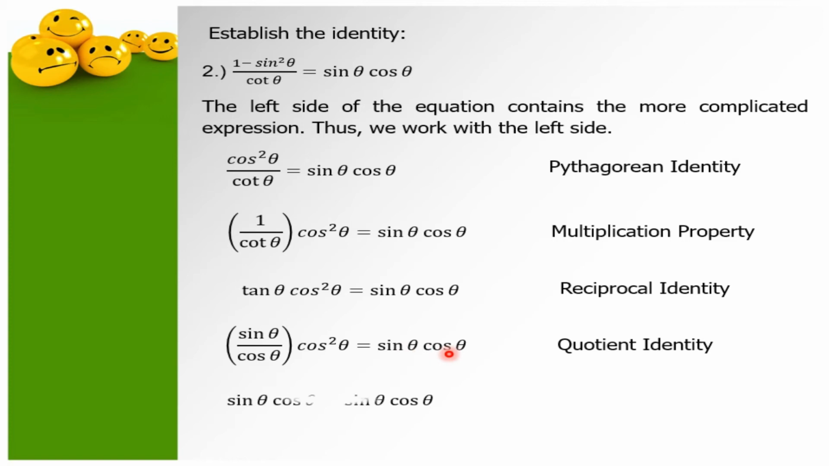Then, by simplifying, so we can cancel this. Cosine squared theta can divide by cosine theta. Ang natira na lang dito is cosine theta. So sine theta times cosine theta is sine theta times cosine theta. Now, yung left side of the equation natin is identical na mga boss sa right side of the equation. Okay? So yung pag-verify po ng identity is nasa inyo na po yan.